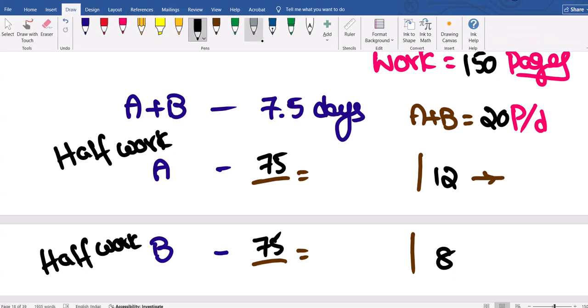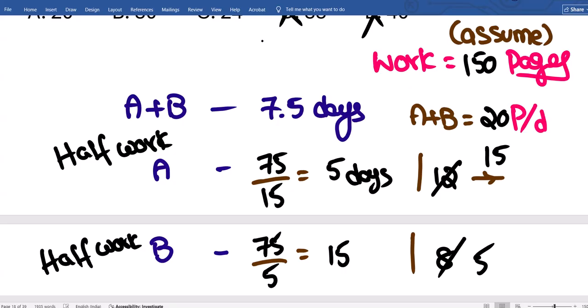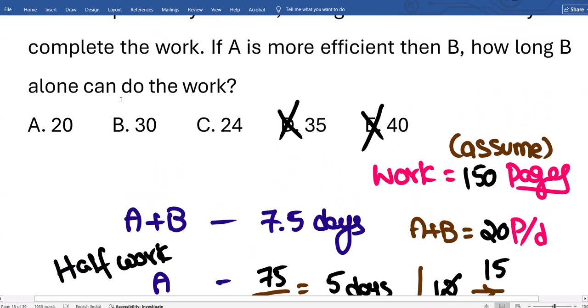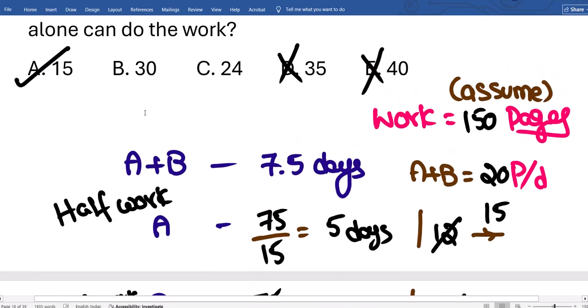If I try 15 and 5, 75 divided by 15, 75 divided by 5. Now together 20 days. So B alone can complete the work in 15 days. So no options here. Previous options only corrected. B alone 15. Sorry, correct. Options correct. Why? Answer is 30.